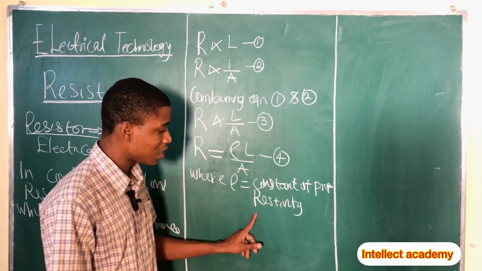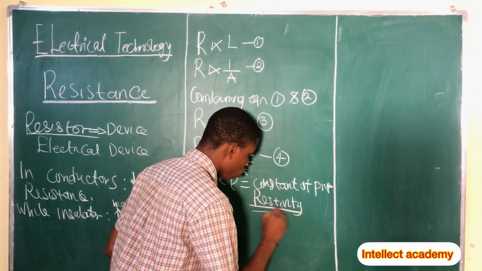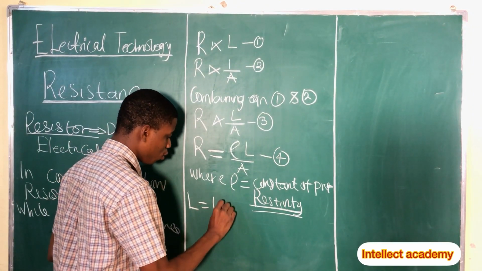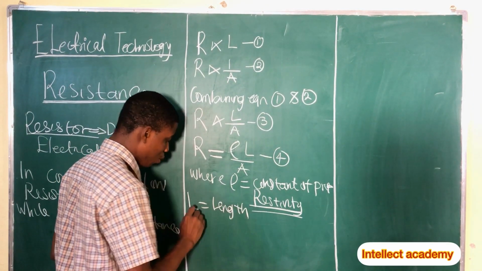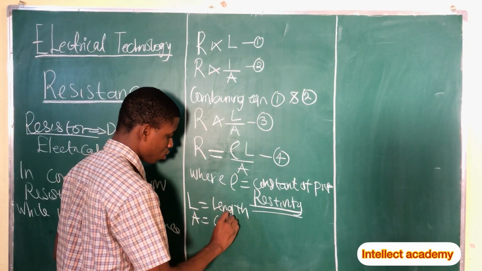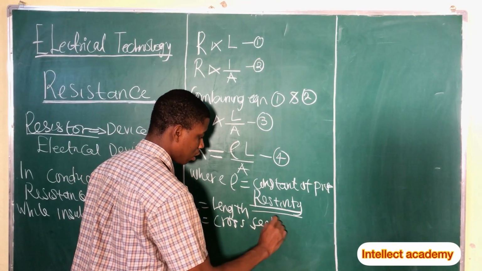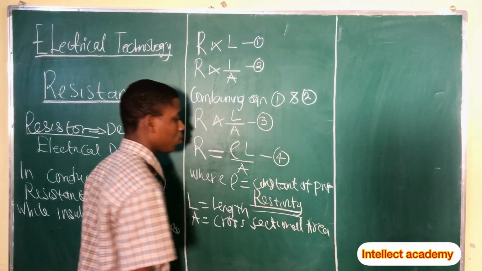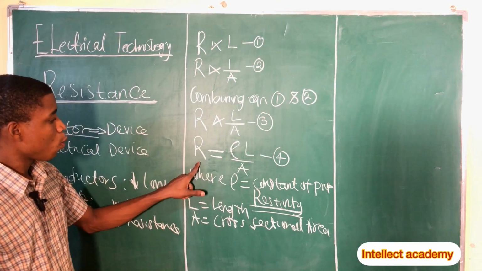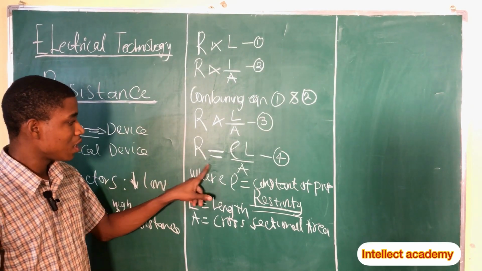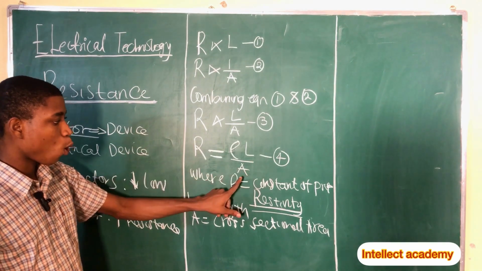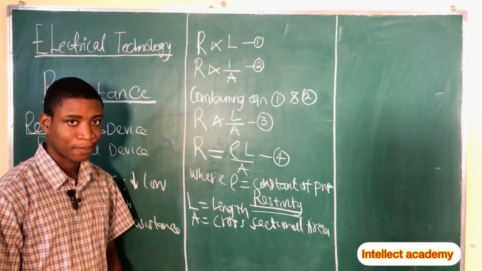So now this is the resistivity of the conductor, where we know the length L is the length of the conductor, and we know that A is what? The cross-sectional area of the conductor. So now take note, we have that the resistance R is equal to what? The resistivity multiplied by the length all over the area.